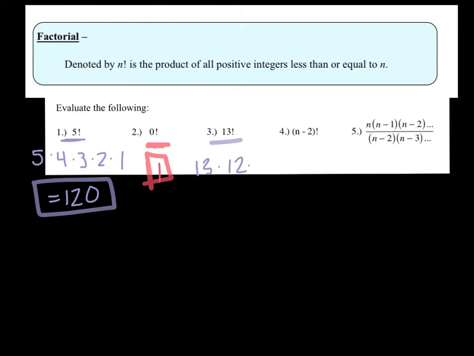13 factorial would be 13 times 12 times 11 times 10, all the way down until you got to the very last value.